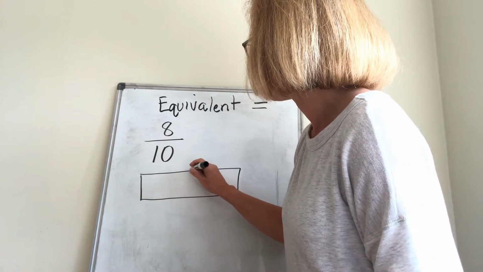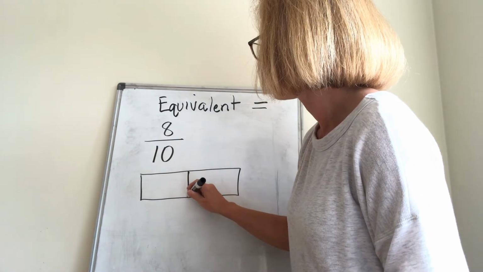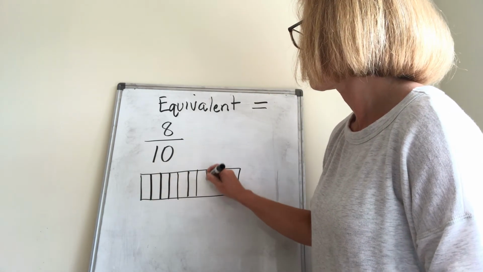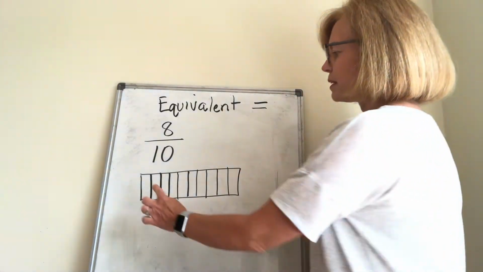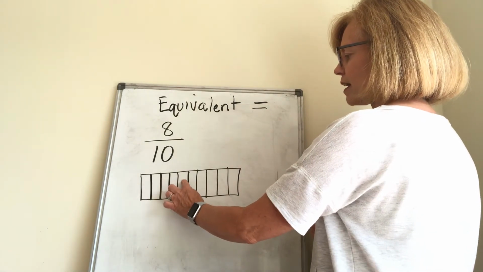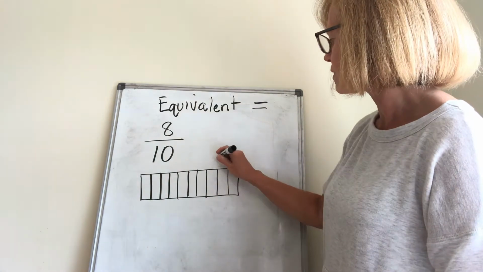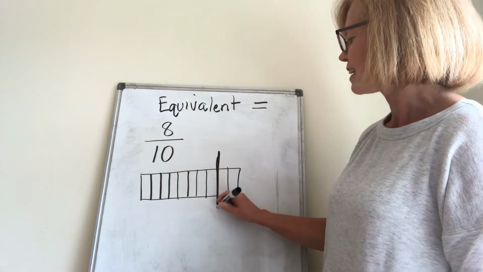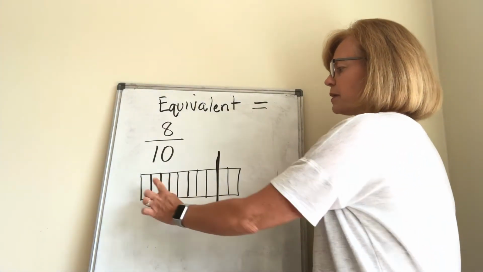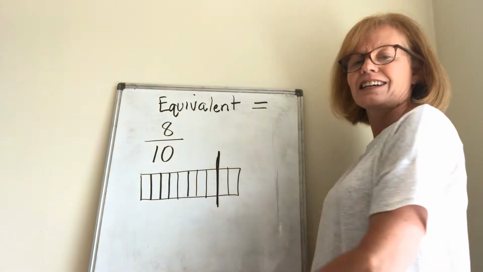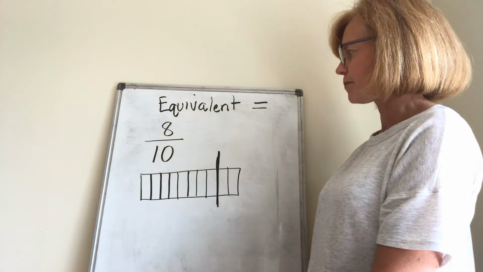So let's see, there should be 10 pieces. 1, 2, 3, 4, 5, 6, 7, 8, 9, 10 pieces. And I want to use up 8 of the 10 pieces. That would be 1, 2, 3, 4, 5, 6, 7, 8. 1/10 each, 8/10.